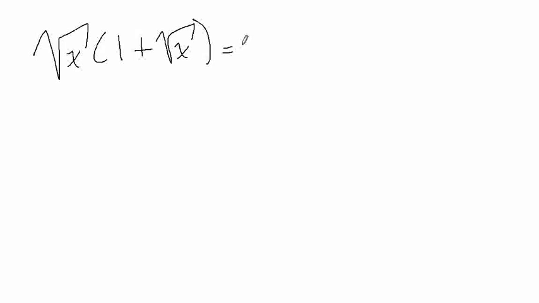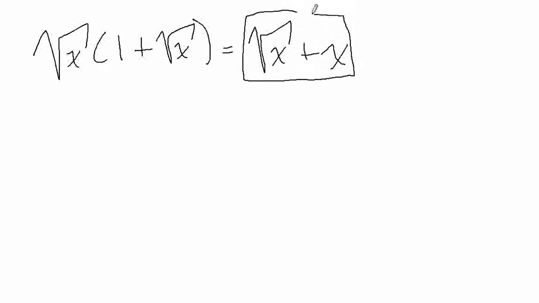Okay, I'll go ahead and do it now. So I'm going to multiply the root x on the outside by each of the terms of the binomial. So I'm going to get root x plus x because x is equal to the square root of x squared.